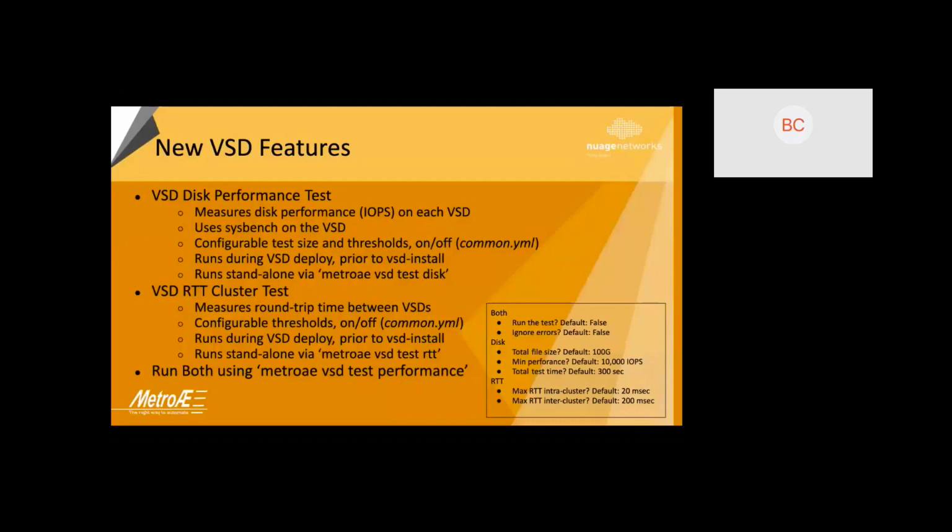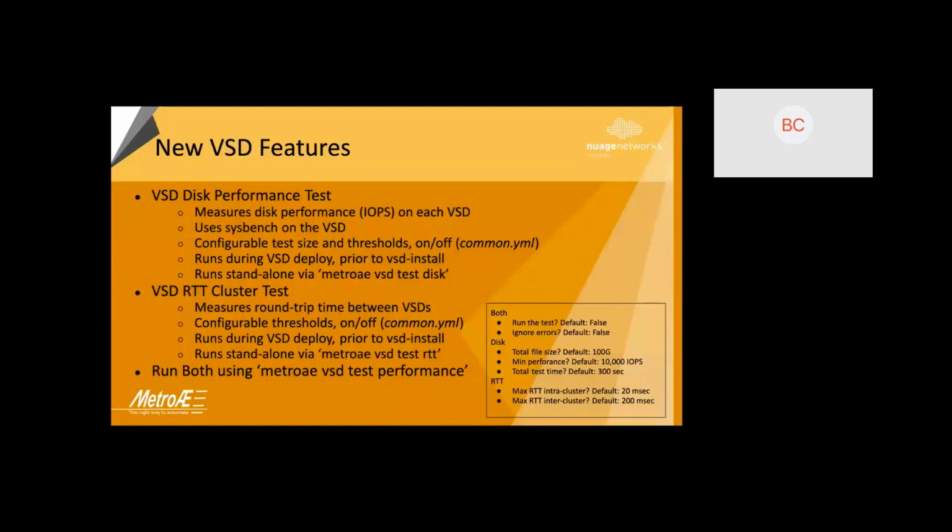or you can run it standalone. And then as a convenience, we have created a command on the command line, MetroAE VSD test performance, that will run them both. And you can see down in the bottom right-hand corner, I have listed the knobs that you have, the controls that you have. So for both of the tests, you have one Boolean, true, false, that asks, should I run the test or not? And it's by default false, so it won't run.